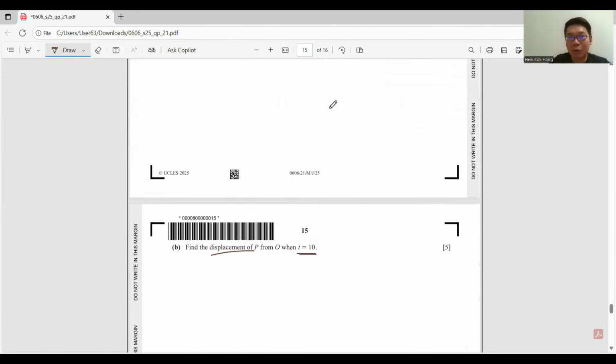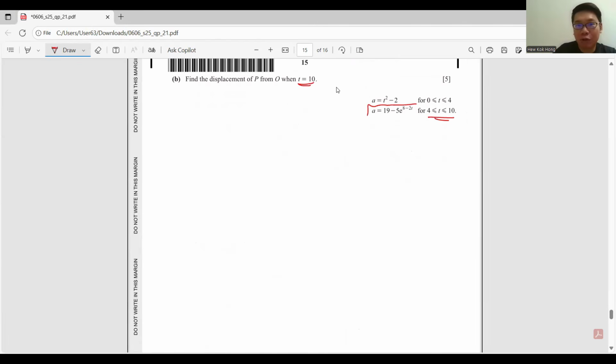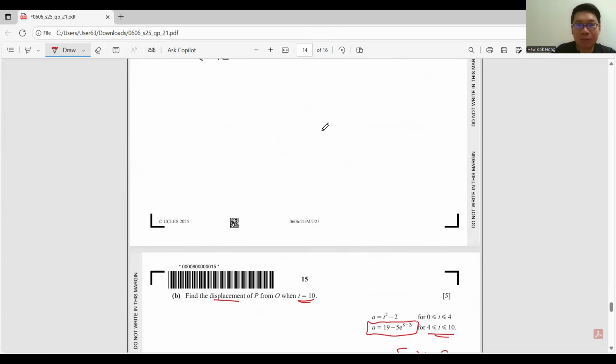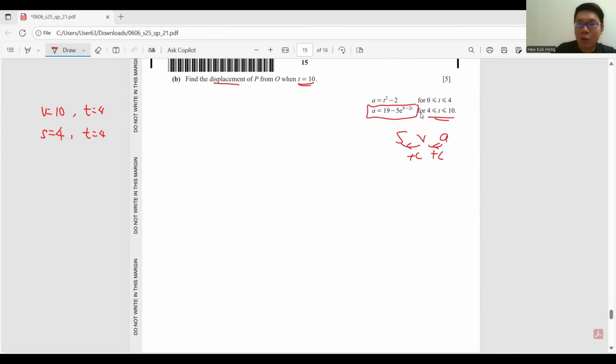When time is 10, it involves another formula. Part B, they ask you to find the displacement of P from O when t equals 10. So they want you to use the second formula, which is this. To find displacement, go from a back to v, back to s, and we must find plus c. The information from the first part is important. They give you t equals 4, v equals 10, and t equals 4, s equals 4. Why is it important? Because for the second equation, the time starts from 4. So that's why we can use this information to find the plus c.